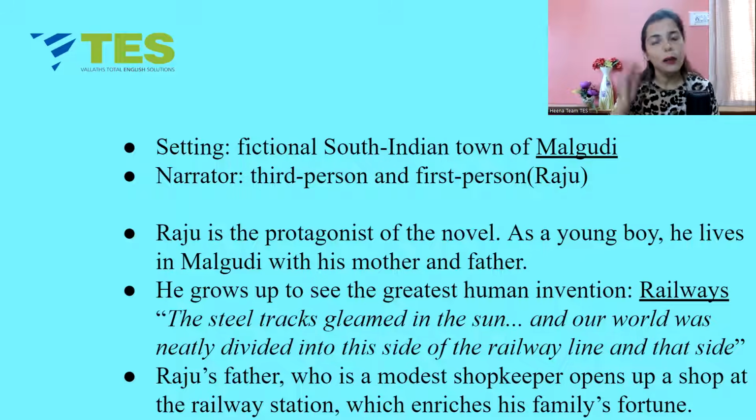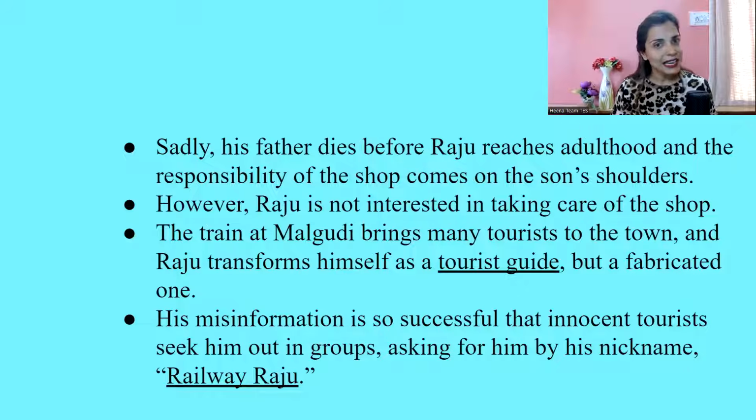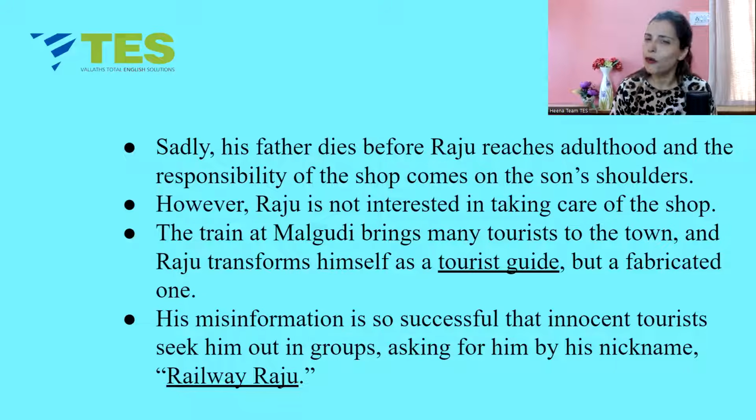Okay. Now, Raju's father, who is a modest shopkeeper, opens up another shop. So he has one shop, he opens up another shop at the railway station, which enriches his family's fortune, right? But sadly, his father dies before Raju reaches adulthood, and the responsibility of the shop comes on the son's shoulders. However, Raju is not really interested in taking care of the shop. His interest lies somewhere else.